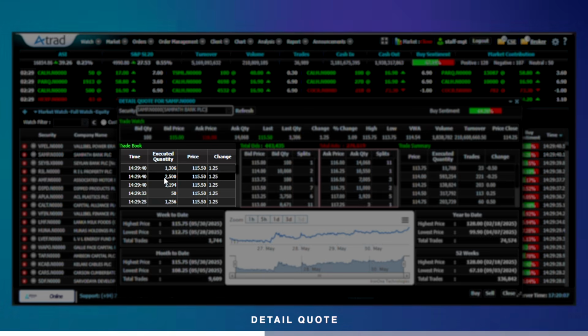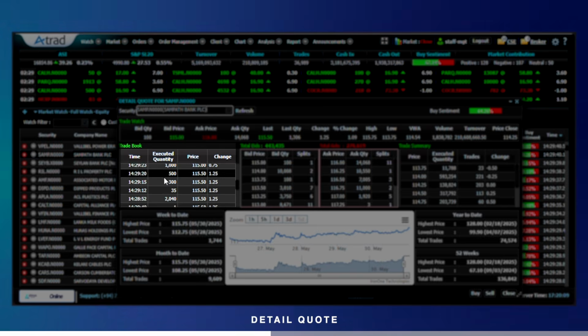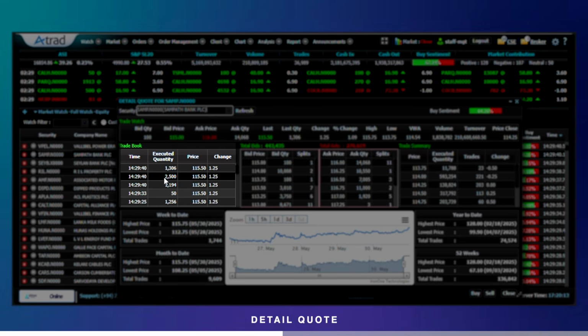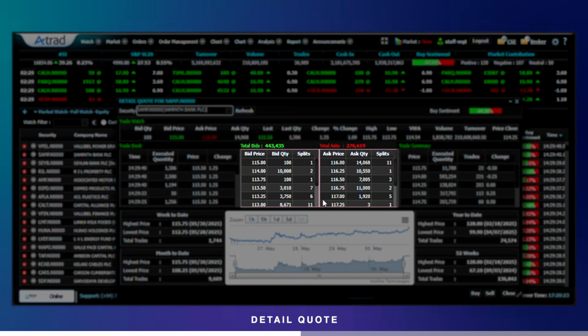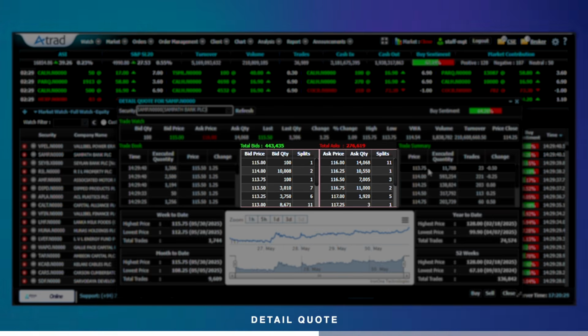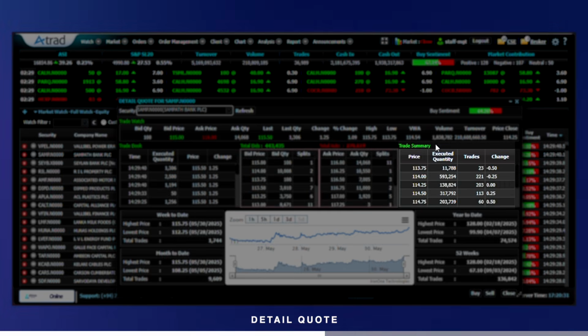And this is the trade book. In the trade book, you can see at what price how many shares changed hands, and the price change. And again, there is an option to see the total bids and asks, which is the order book we have previously discussed, and the trade summary.